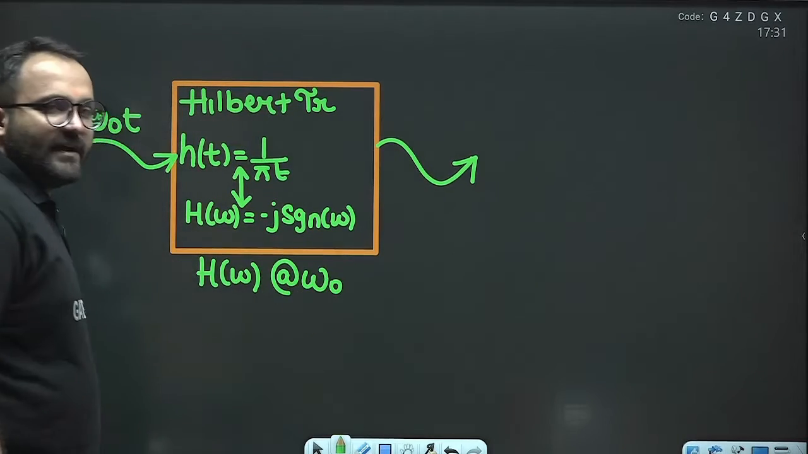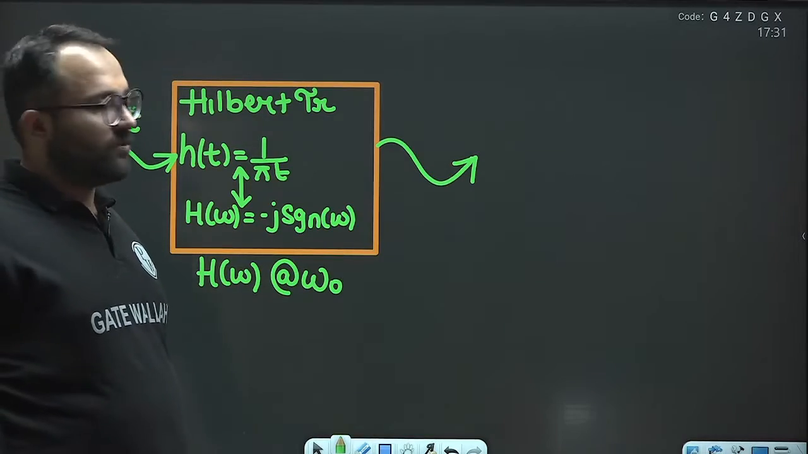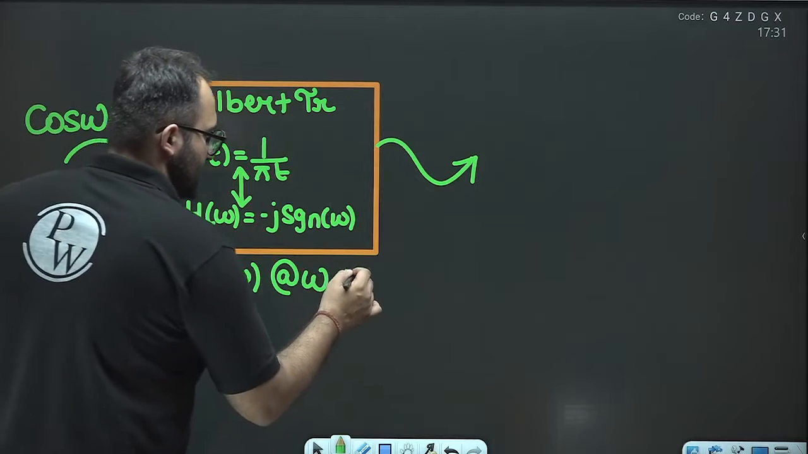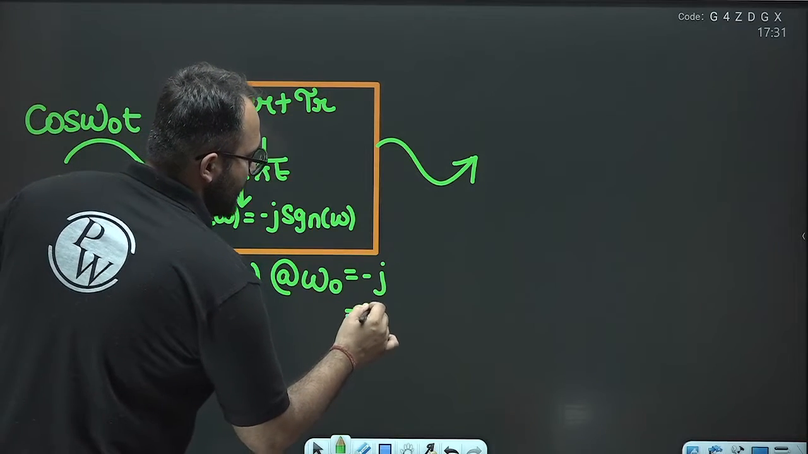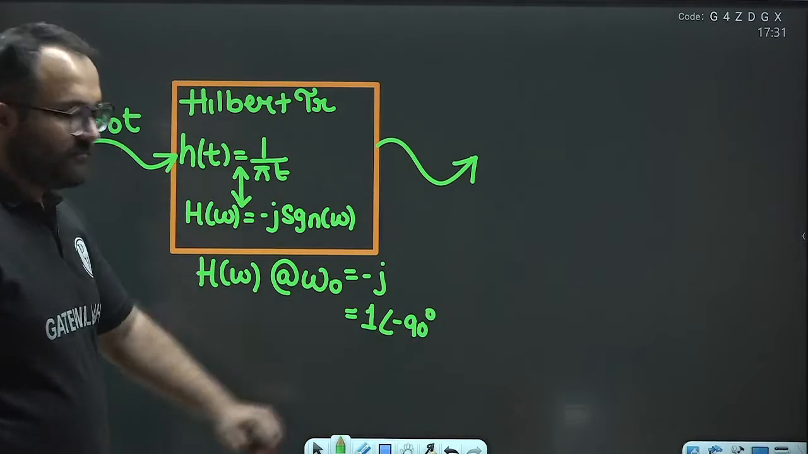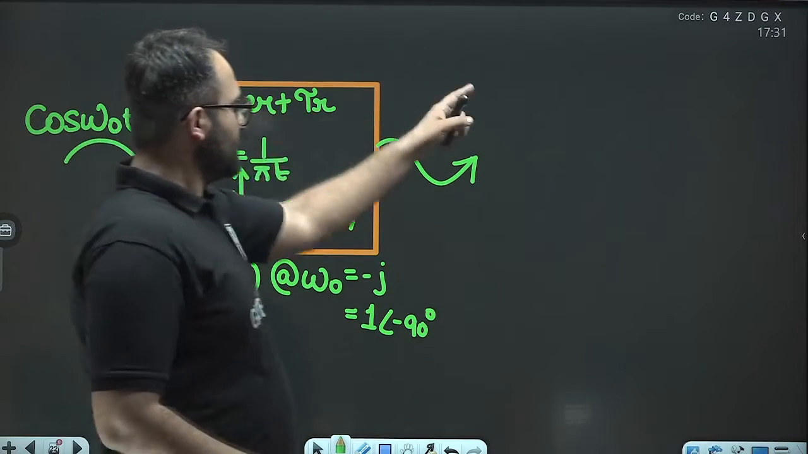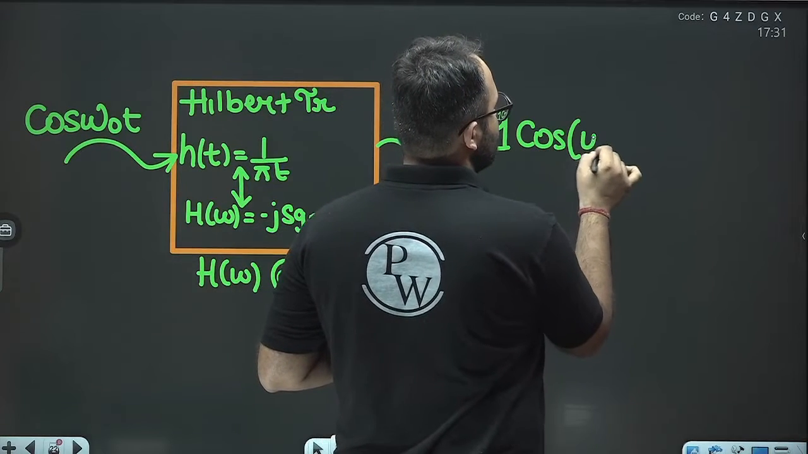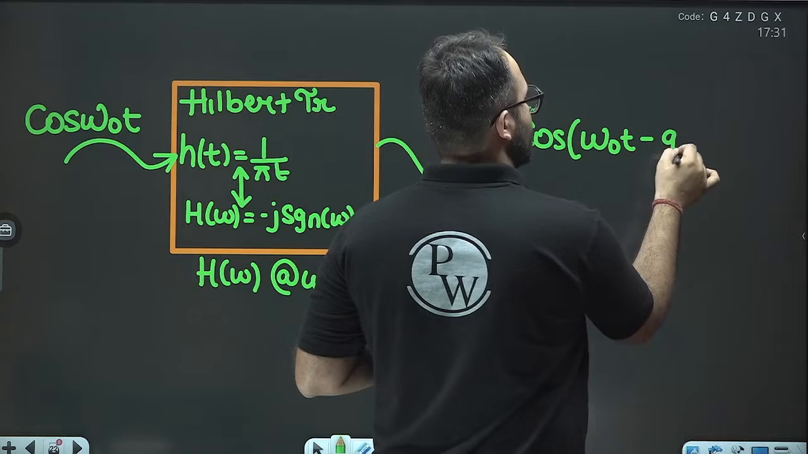H omega at any omega naught, we can see that it is minus j. Minus j means magnitude 1 angle minus 90 degree. So if we put this magnitude 1 angle minus 90 degree, we will multiply the input by the magnitude and give a minus 90 degree phase shift to the input.